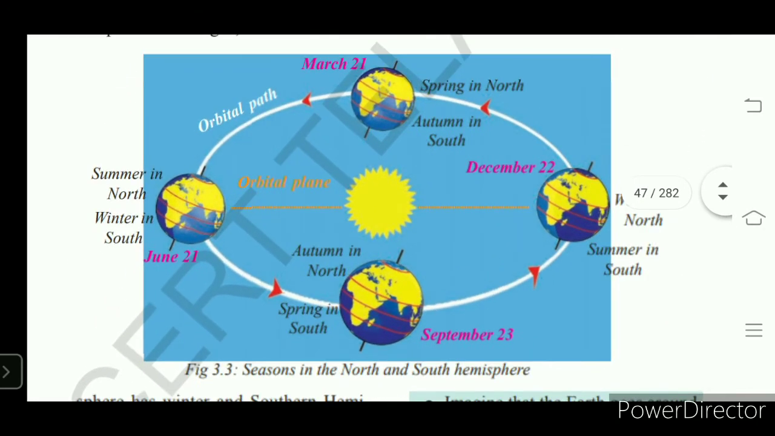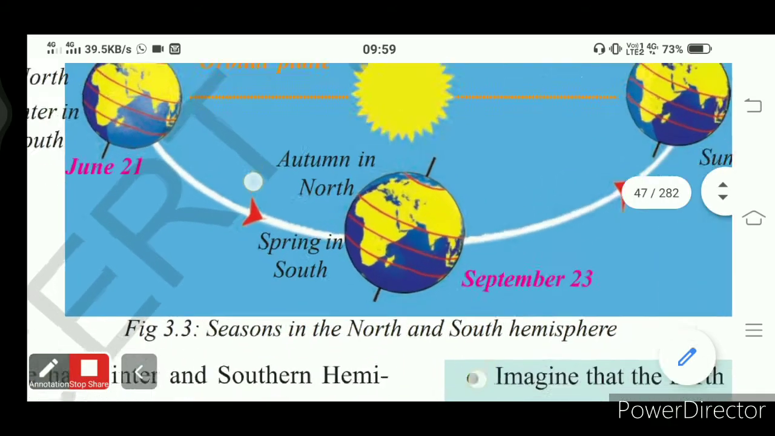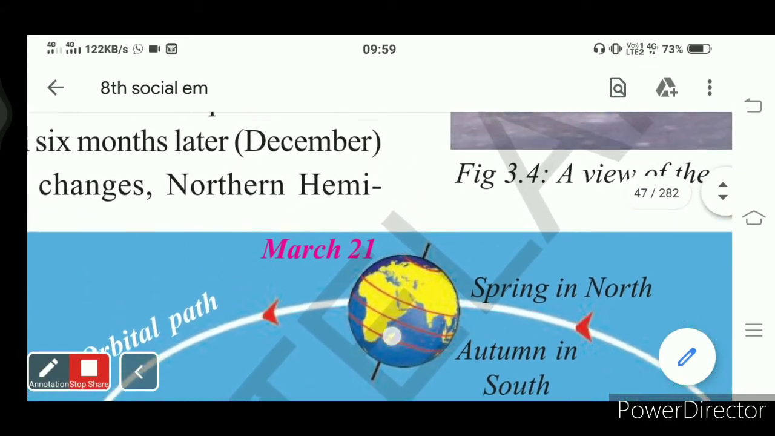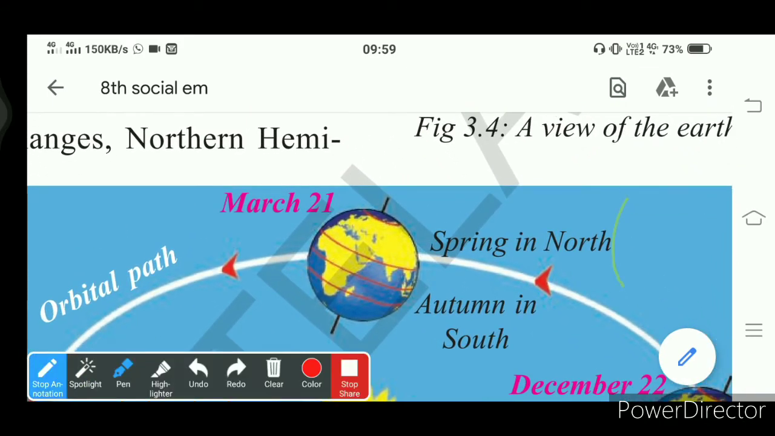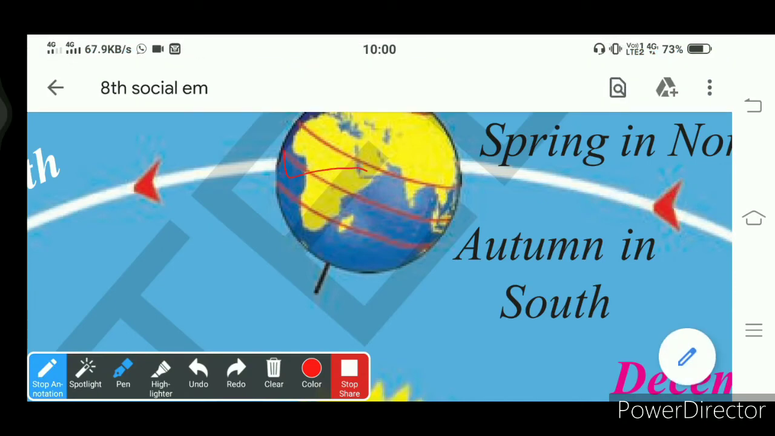Look here, dear students. On September 23rd, the sun shines directly over the equator. Wait, I'll zoom in on this one. Look at that, this is the equator. On September 23rd, the sun falls directly on the equator, right? Similarly, on March 21st also, we see the sun rays falling on the equator. The sun shines directly over the equator.